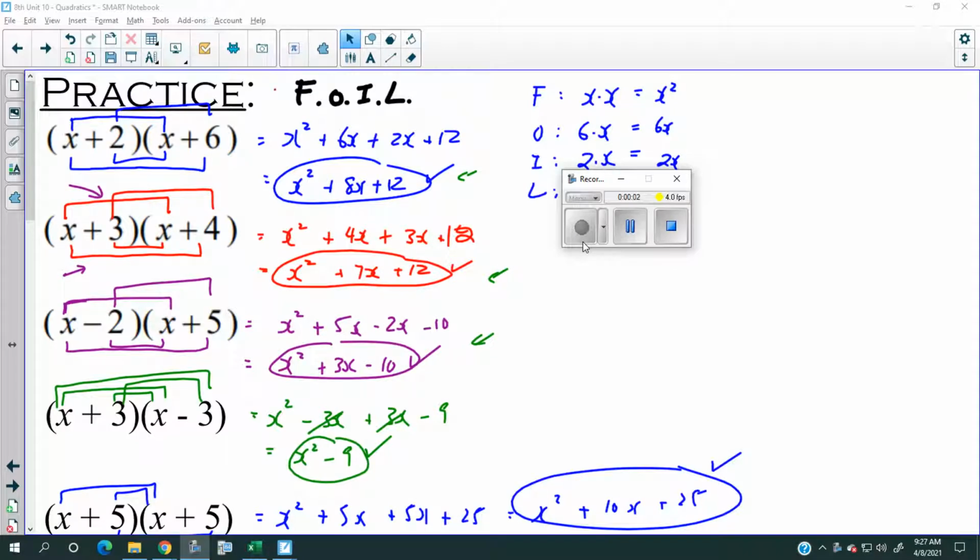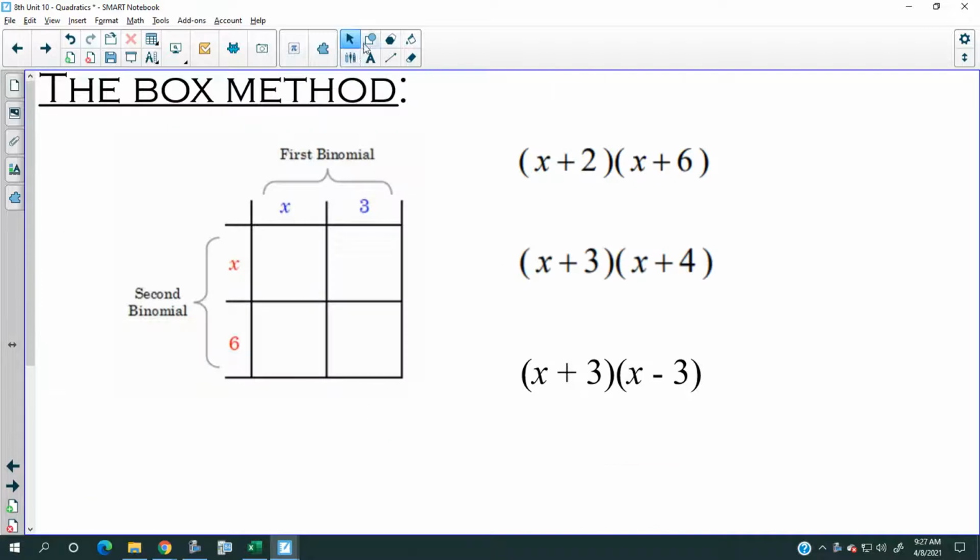Okay, here we go. This is where we left off yesterday, right? With the FOIL method, where we do the first, outside, inside, last. Today I want to give you a couple of alternative ways to solve these, and see which one you're most adept at using. The first one is called the box method.